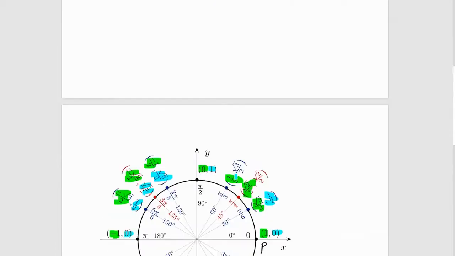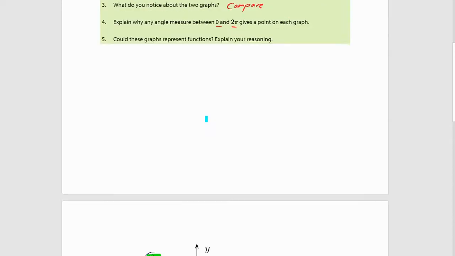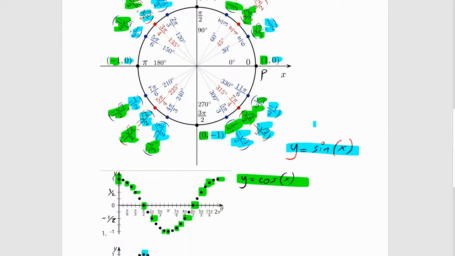Going back to these questions, what do you notice about the two graphs? Compare the two. Number 4: explain why the measures between 0 and 2 pi give a point on each graph. Were we going by 30 degrees? Let's just look at the graph, not the circle. Let's look at the graph. Were we going by 30 degrees or by 15 degrees each time?